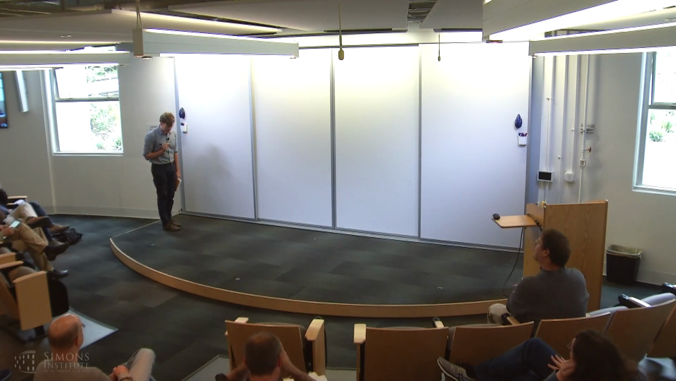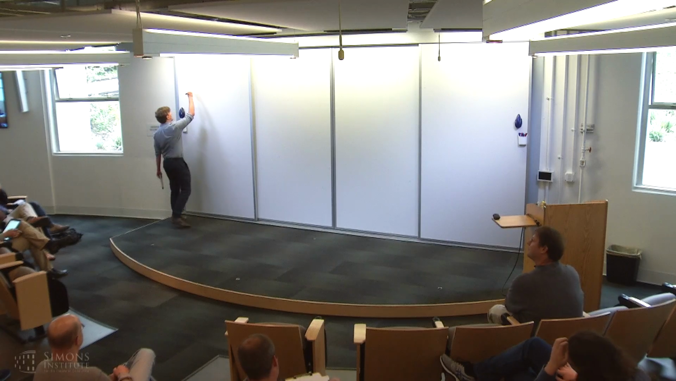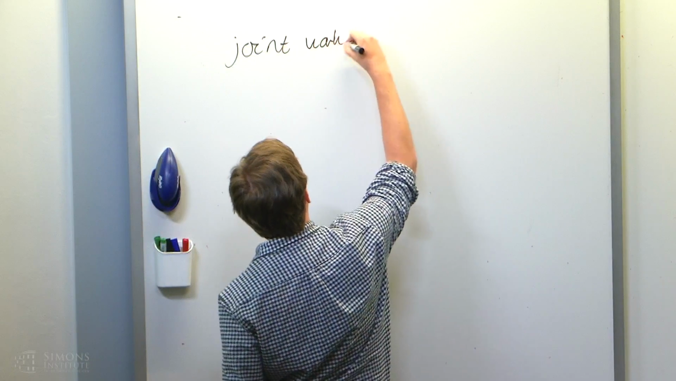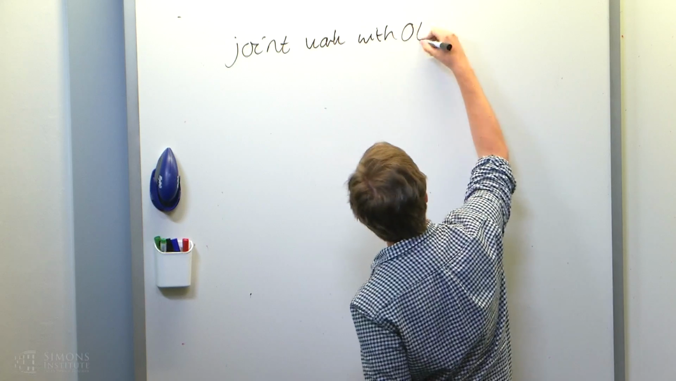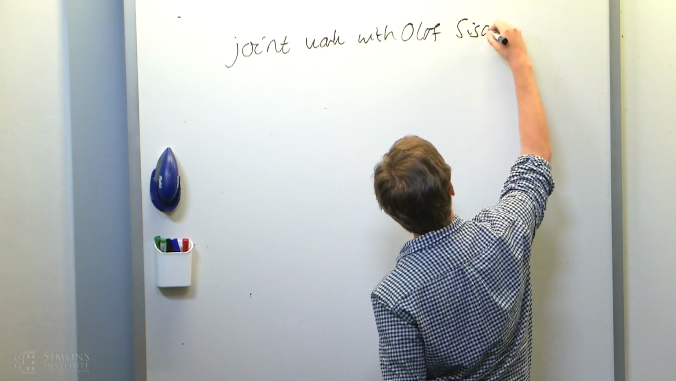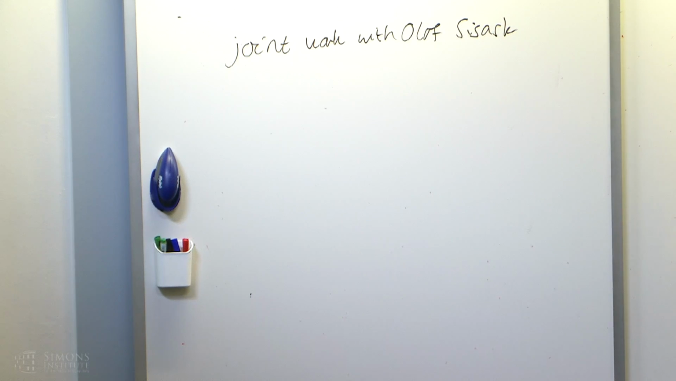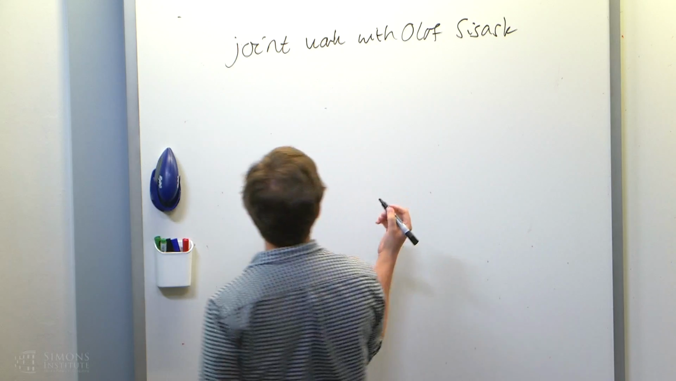Before I start, let me just say that essentially all of this is joint work with Olaf Sisask, if I don't say otherwise. And what I'm going to be talking about is the additive structure of sets of large Fourier coefficients. So first of all, I should explain what those are and get some general setup.